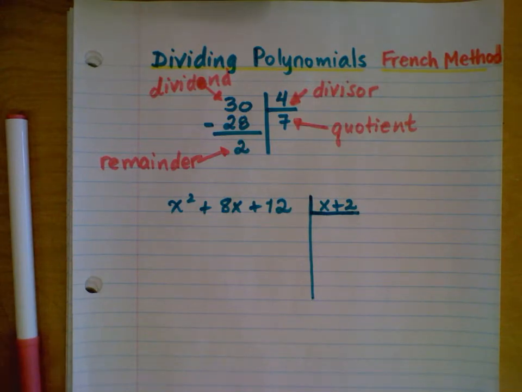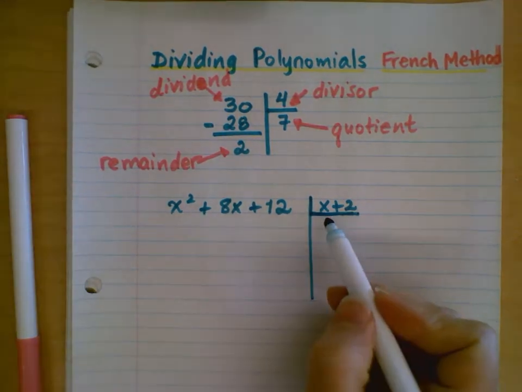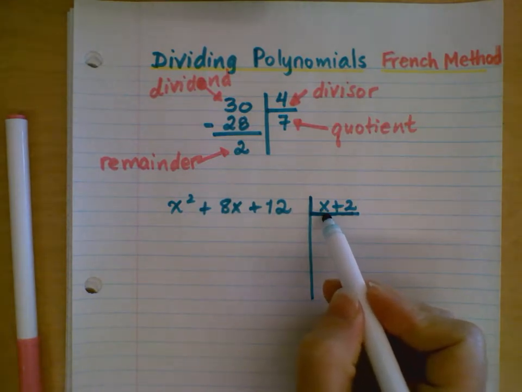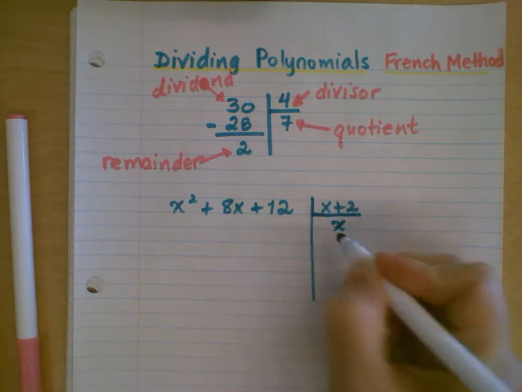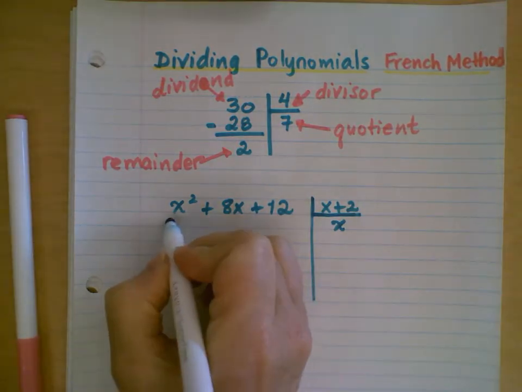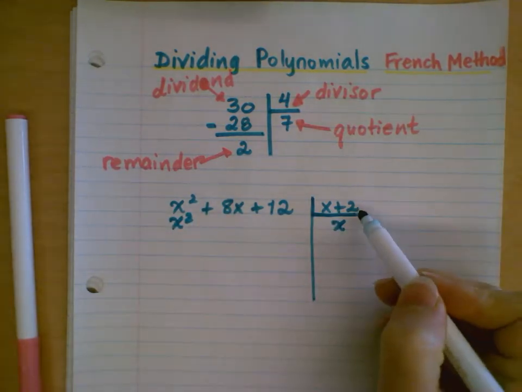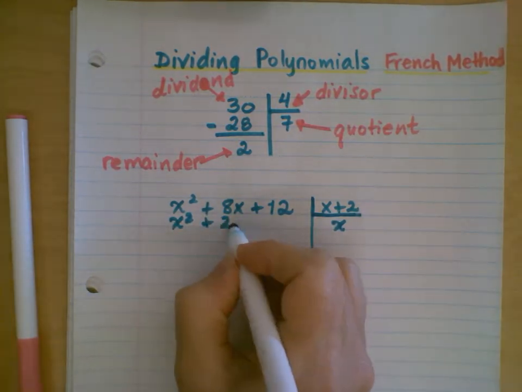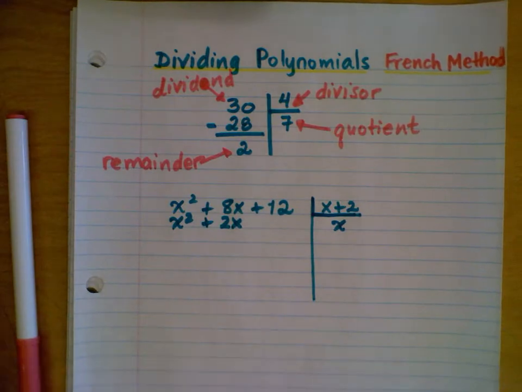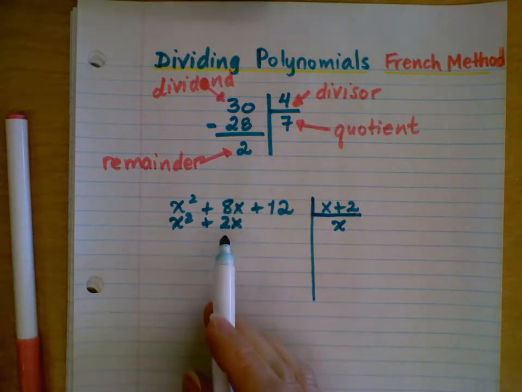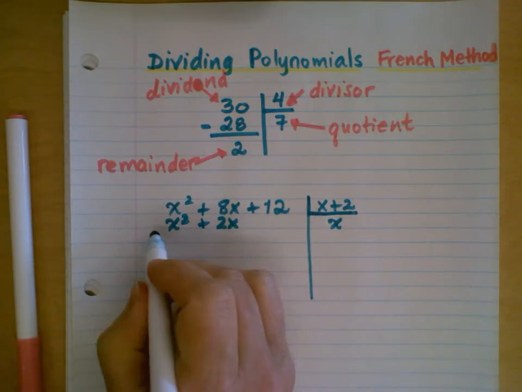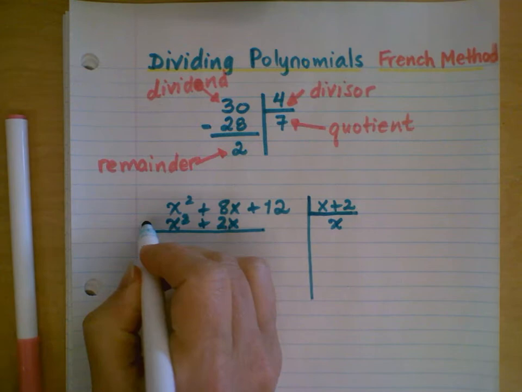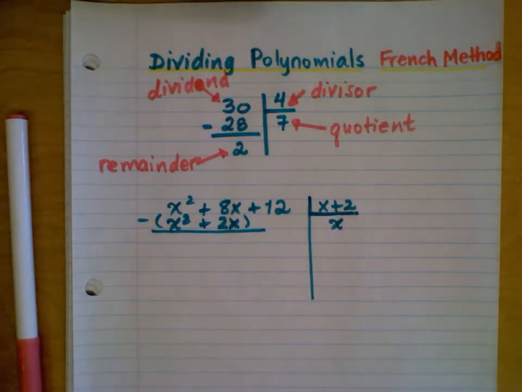Okay, so the first thing I'm going to look at is what would I have to multiply this x by to get x squared? And that's going to be an x. So I'll write that down once. So that gives me my x squared. x times 2 is 2x. So this binomial that I just wrote is the product or the multiple of x plus 2 times x. Draw a line under that. And I'm going to subtract this binomial from the trinomial that I started with.